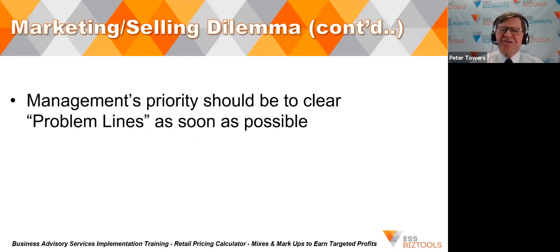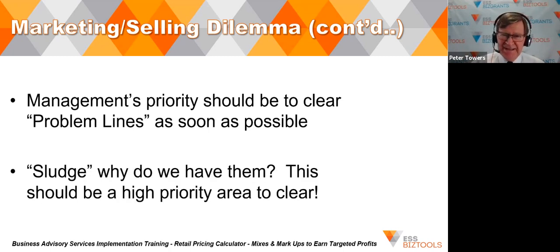So management's priority, I think, initially should be to say, let's get rid of these problem lines as soon as possible, especially if they are last year's stock or bits and pieces left over from a purchase order, a bit like I explained to you, where the automatic reorder system had taken over. So the problem lines need to be cleaned out. Face up to the loss, get rid of them, I think, is the best attitude. But that's up to you to advise your client.